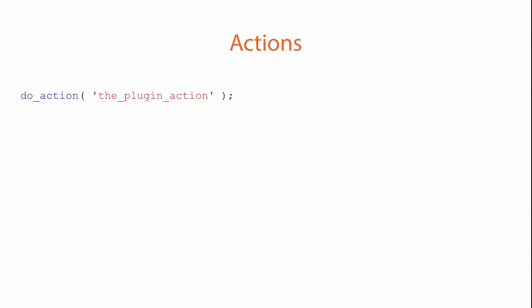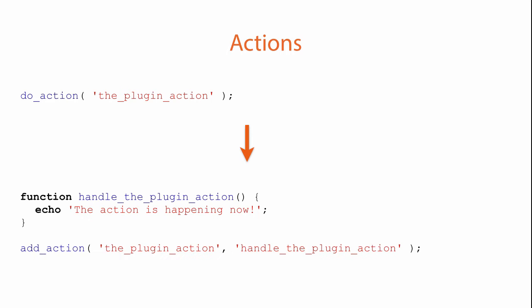As an example, if we have doAction and the identifier being the plugin action, we can create a function called handle the plugin action that echoes out a string, the action is happening now. And to make this string be echoed at the same time that this action is fired, we call add action with the first parameter, the plugin action, the identifier from doAction, and handle the plugin action, which is the name of our function.